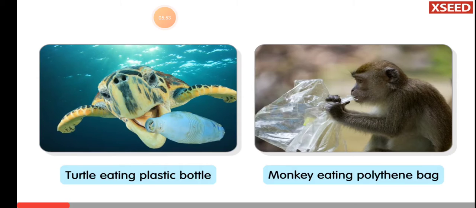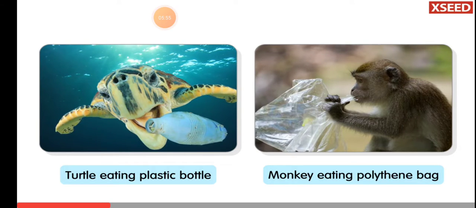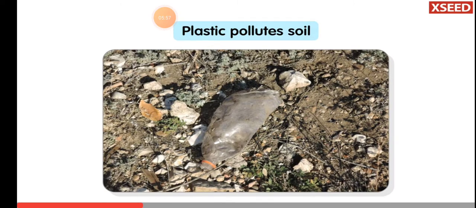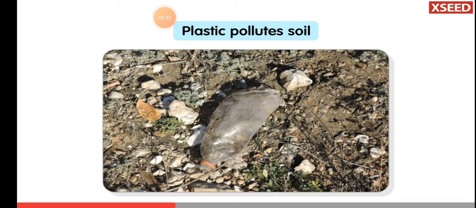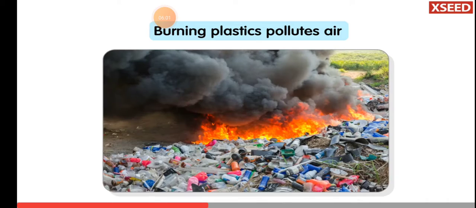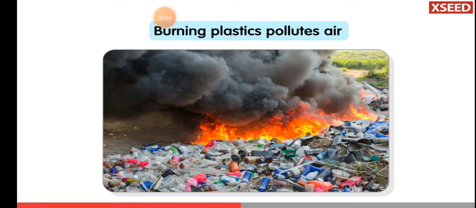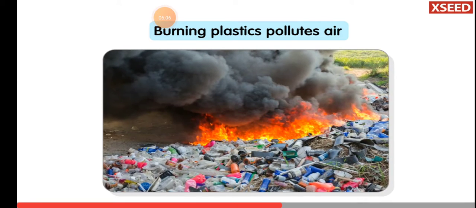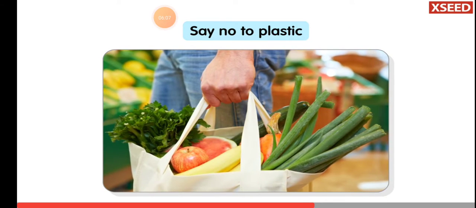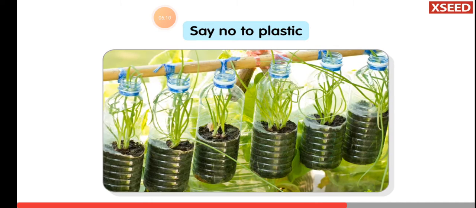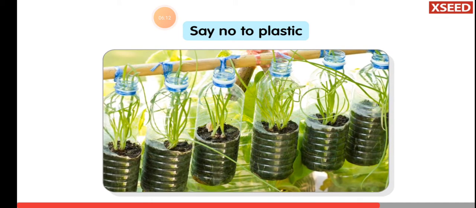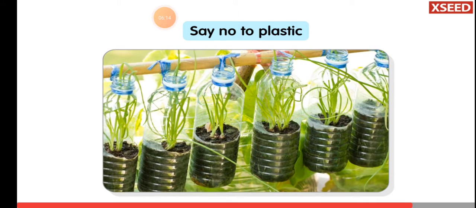Plastic is harmful for all living things. Plastics remain in the soil for many years. A lot of harmful gases are released on burning plastic. We should stop the use of plastic and reuse plastic instead of throwing it away.